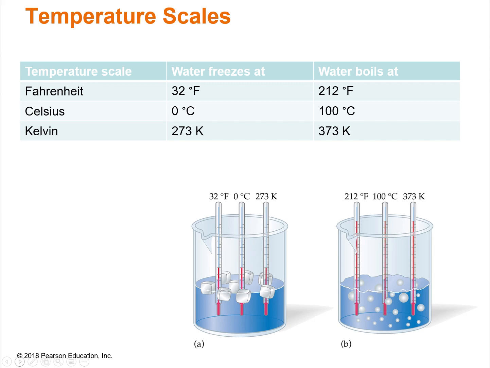Now here are the temperature scales and some comparisons. If we look at the temperature that water freezes at, Fahrenheit it's 32 degrees, Celsius it's 0, in Kelvin it's 273. Water boils at 212 Fahrenheit, 100 degrees Celsius, and 373 Kelvin. All three temperature scales are describing the same thing, it's just that their scales are different. Fahrenheit and Celsius are relative scales. Kelvin is not, it's absolute.